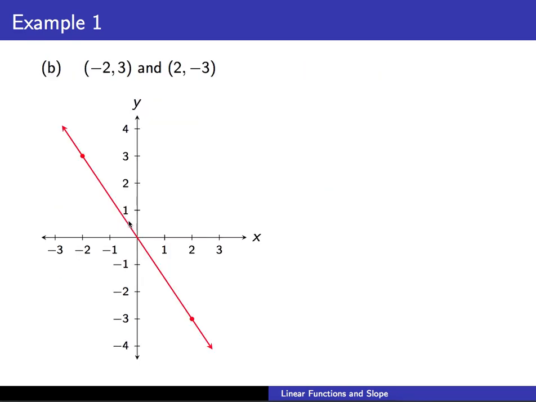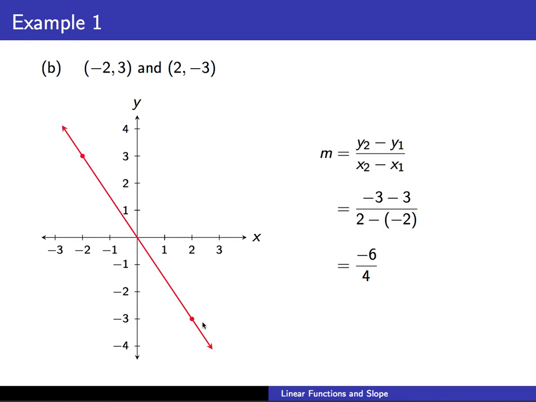Part B, negative 2, 3, which is over here, and then 2, negative 3, which is down here. So once again, we have our slope formula. And substituting y2 minus y1, we have negative 3 minus 3. x2 minus x1, we have 2 minus negative 2. Be careful with your calculations. You get negative 6 over 4.